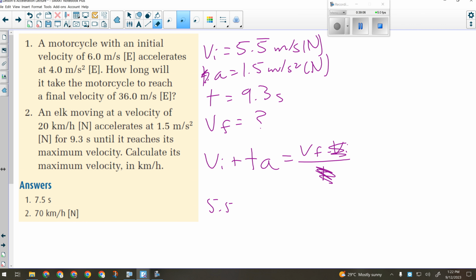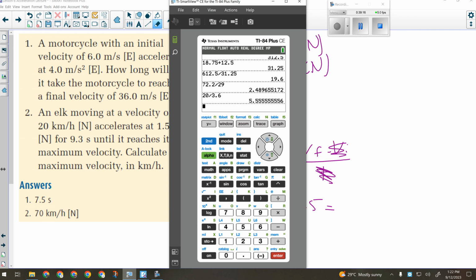So I would have my 5.56, plus 9.3 times 1.5. If I punch that into my calculator, in terms of significant digits, always keep all your decimals until the very end. Don't round anything off until you're at the last step. So take that, and I'm going to add that to 9.3 times 1.5. So my final velocity is 19.5 meters per second, but they wanted it in kilometers per hour. So I would multiply now by 3, not by 3,600, but by 3.6.